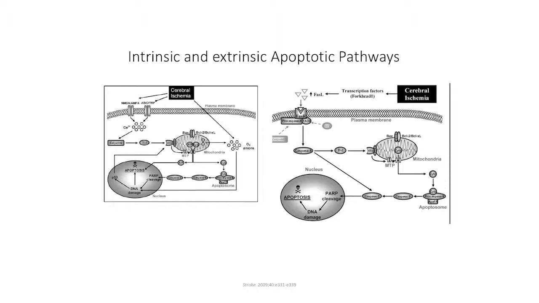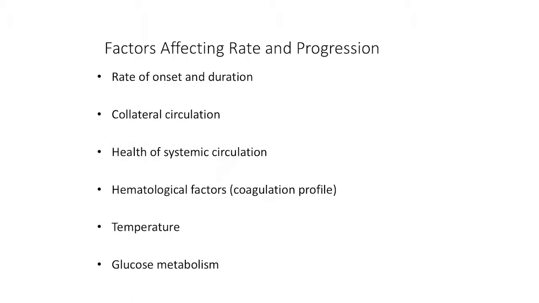So factors affecting rate and progression will be the rate of onset and the duration of the stroke, collateral circulation, and health of the systemic circulation. Like if someone has a thrombus or an atherosclerotic occlusion of say the MCA, and they are already hypotensive, then the effect of the stroke will be worse. Hematological factors like the coagulation profile, temperature, and glucose metabolism.